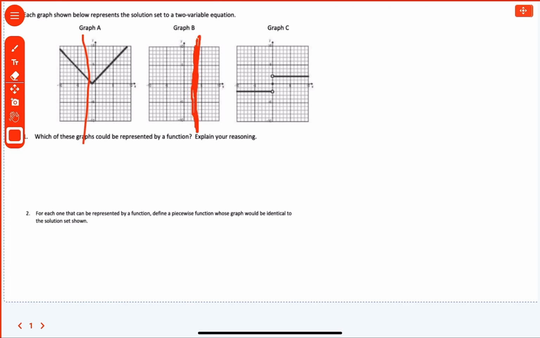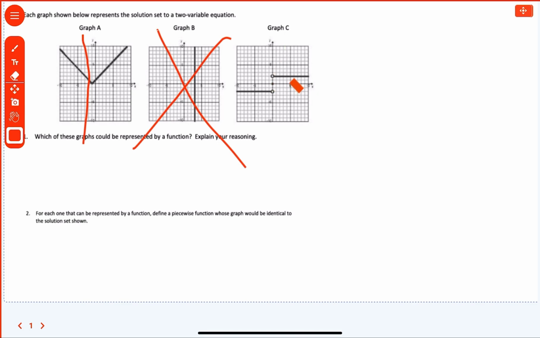Now, does this pass the vertical line test? No, because there's one x and an infinite amount of y's for that one x, right? So it does not. So we can go ahead and go, that does not work, right? It does not pass the vertical line test. Your vertical line test says that it has to cross with only one point. Now, does this pass the vertical line test? Yes, it does, because it only passes through one point on the line.